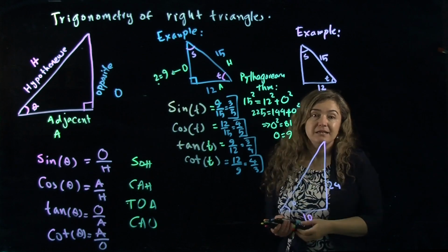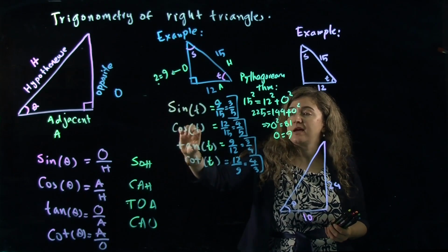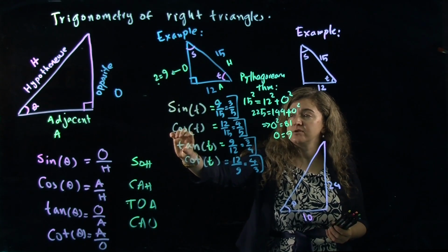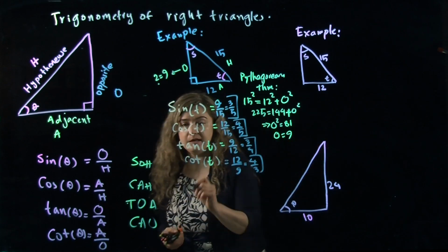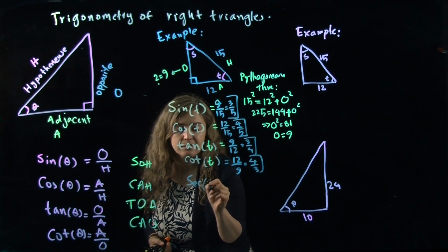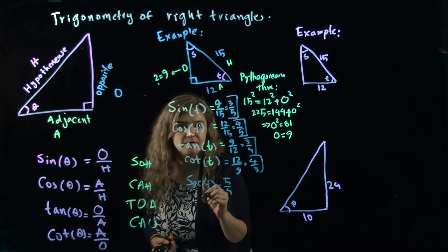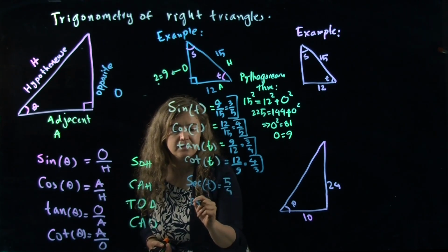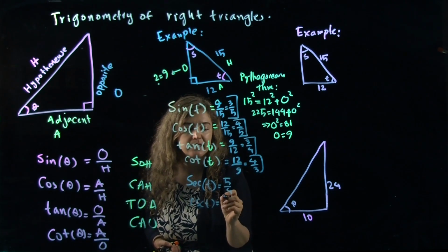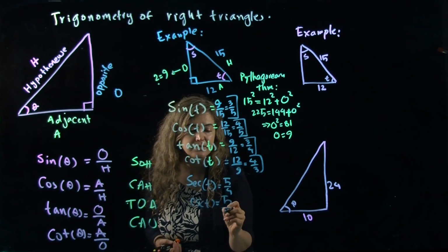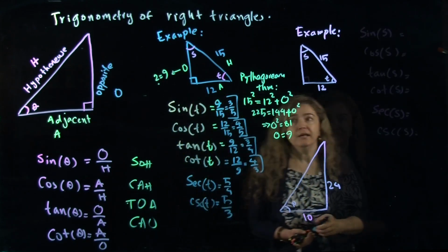I can find the secant of t by, and I know secant of t has to have the same denominator as tangent of t, so it's 1 over cosine. So secant of t is 5 over 4. And cosecant of t, again another quotient identity, is 5 over 3.